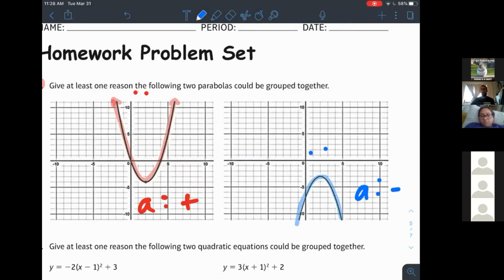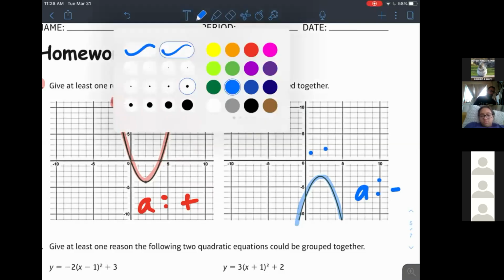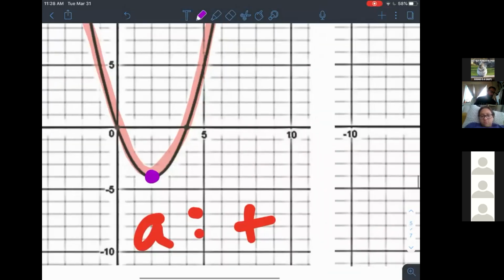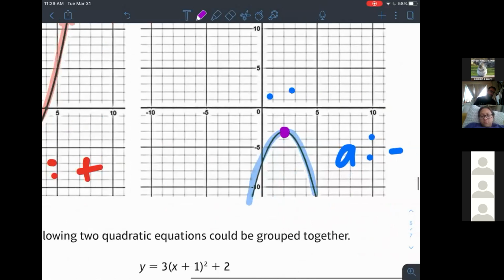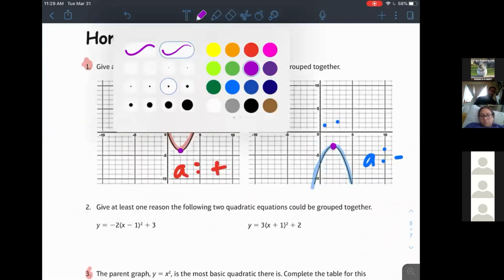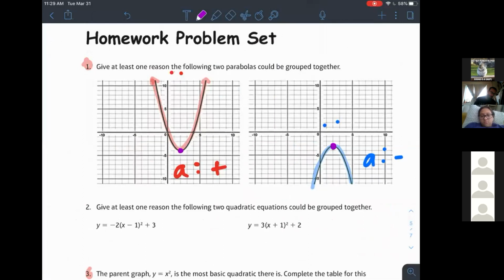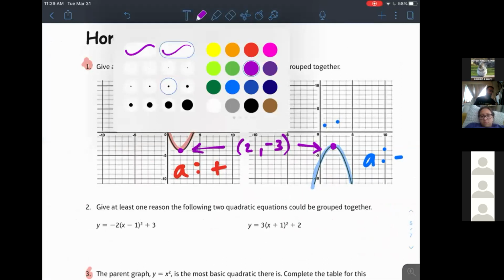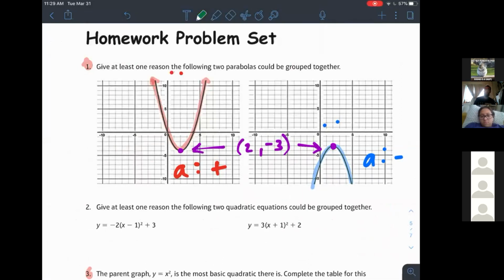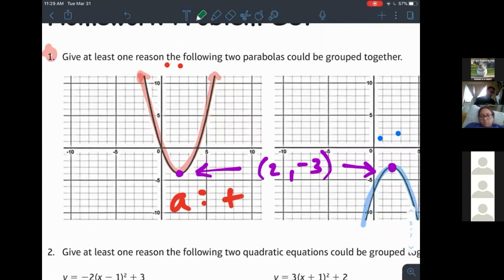But what Danielle and Andrew were saying was that their vertex on both of them, the purples, was the same. And on both of these graphs, the vertex appears to me to be at (2, -3): 2 over, -3 up. Andrew then took it to the next level and said, if the vertices are the same, if those purple dots are the same, then their axis of symmetry is the same. And he's 100% correct because the axis of symmetry always runs through the vertex. So the axis of symmetry is this green line.